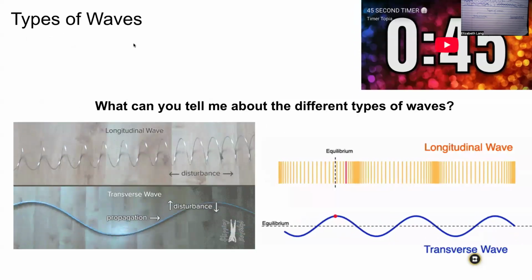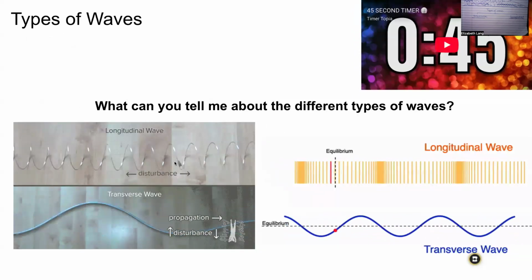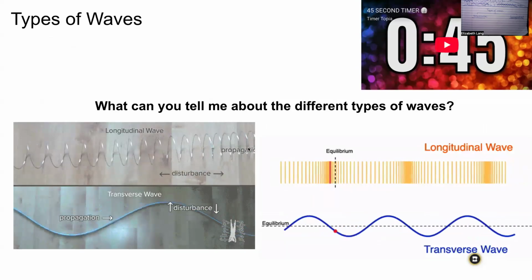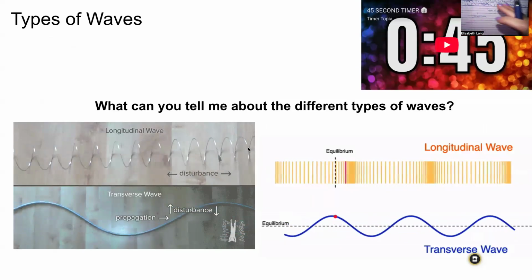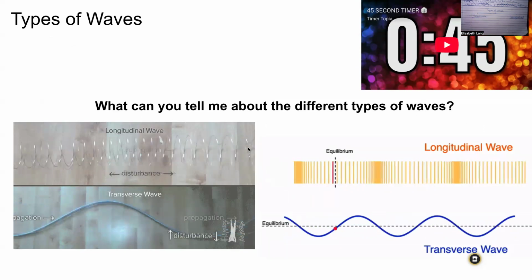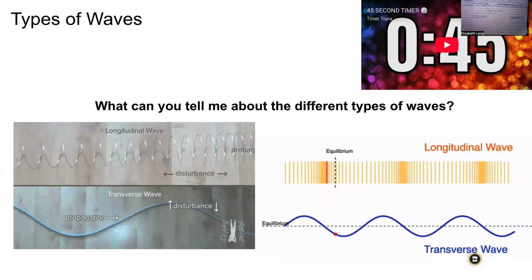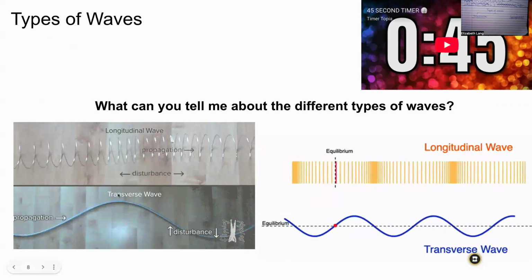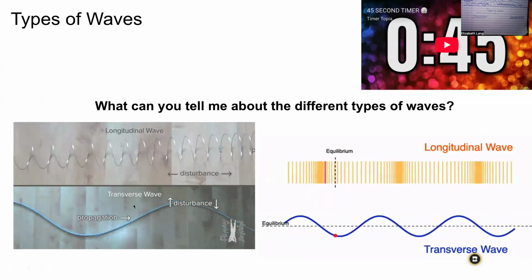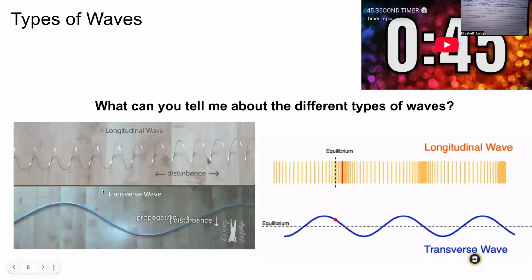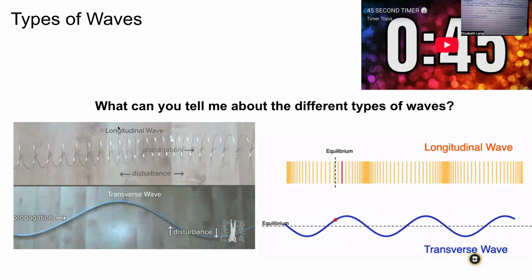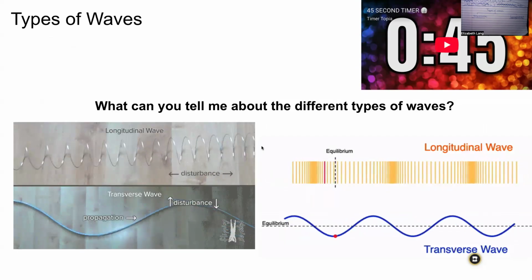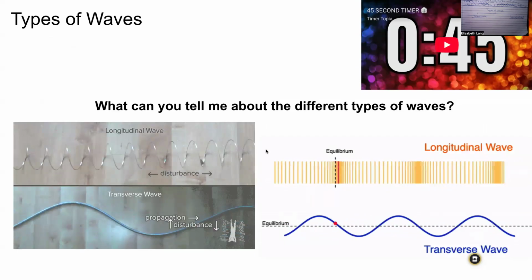Here's my types of waves. Longitudinal, they're long. See how it's a long line? Long, length. It goes lengthwise. So longitudinal waves, and then we have transverse waves. Transverse waves are tall waves. Transverse, tall. Longitude is long, length. Okay.